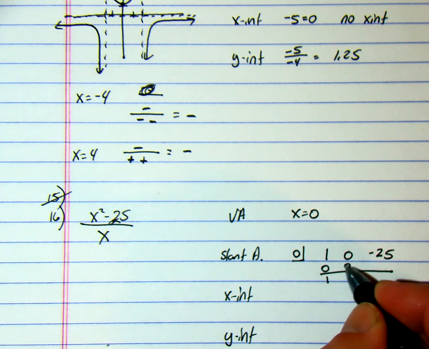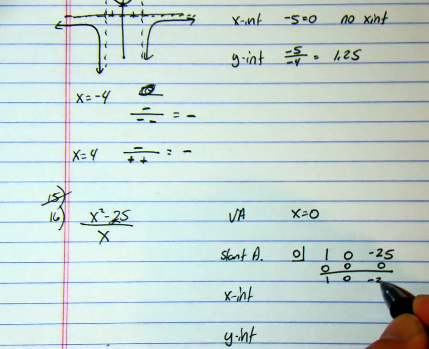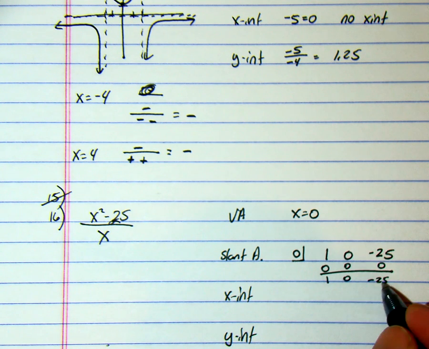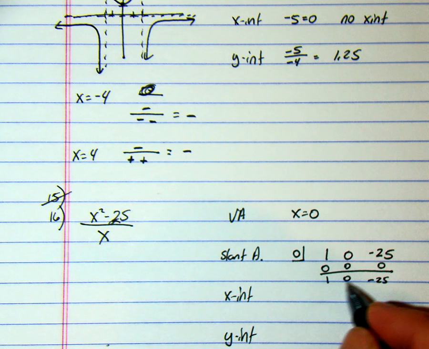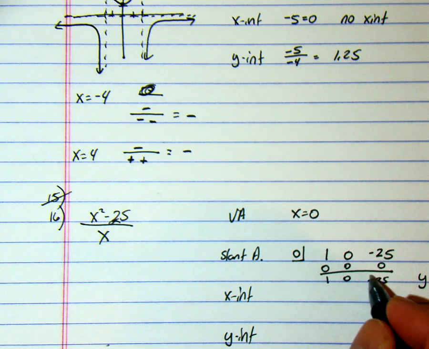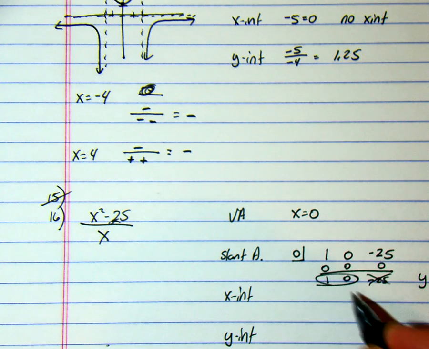0, 1, 0, 0, 0, negative 25. So that means that if we looked at what's left over, my remainder is negative 25. My constant is 0, so that means this is an x term. So my slant asymptote is going to be y equals x, because I don't worry about the remainder at all, and that's going to be my equation, x plus 0.